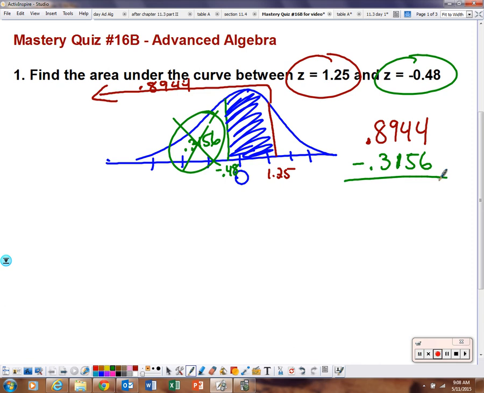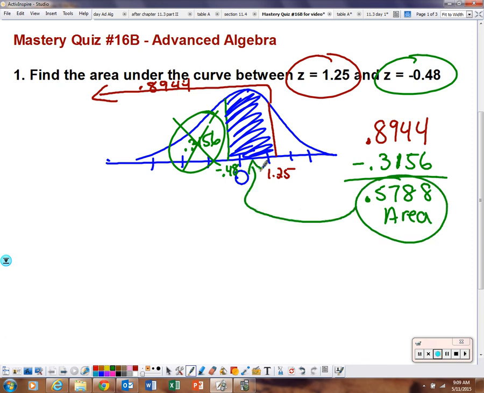All right, so when we subtract, we get 0.5788. So the area under that part of the curve is 0.5788. Now, that's with using the table.